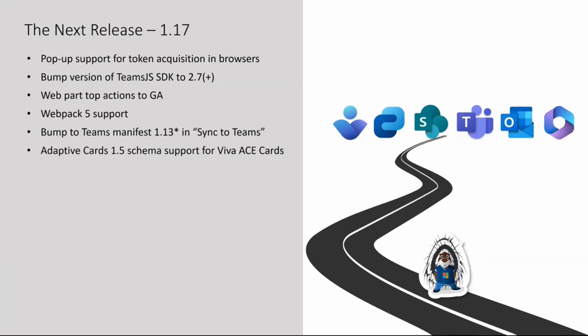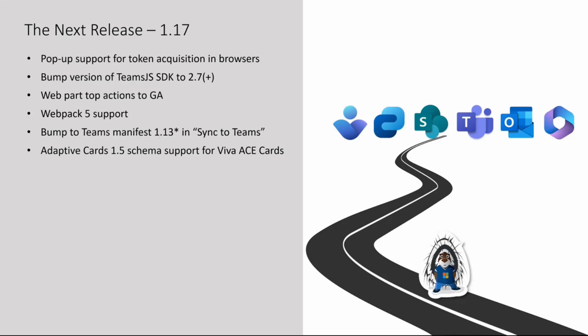Yes, 1.17. So this is what we are currently planning to ship in 1.17. A couple of things to mention. So one is that for sure we want to bump our dependencies to the latest and greatest. Teams.js SDK, we want to put at least to 1.7. That's why there is a plus over there. If there is something better, we will go with that.